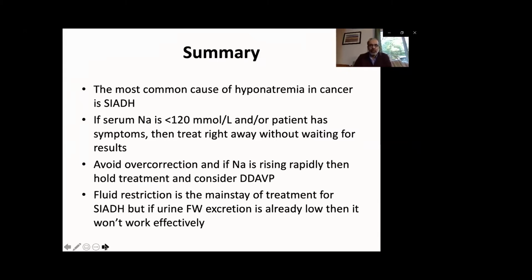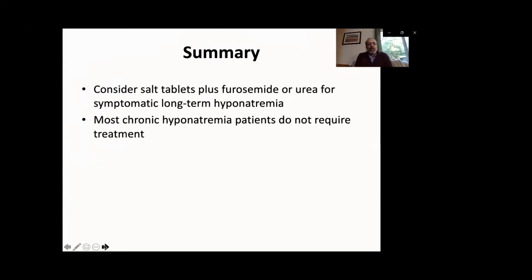And if your urine free water excretion is already low, then it won't work effectively, and use the first formula. Otherwise, you can add to it salt tablets plus furosemide or urea for symptomatic long-term treatment. And for the most part, chronic hyponatremia really does not require any specific treatment.